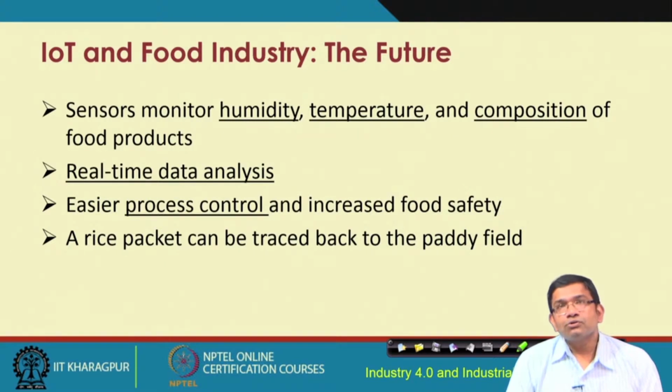So, you need easier process control, increased food safety, etcetera, and it is also very important to have adequate end-to-end traceability. I told you about the field to plate concept at the outset, and the corresponding supply chain. If you have this adequately implemented using suitable IoT solutions, it would be possible, for example, to trace a rice packet back to the paddy field. As you can understand, this is going to be very attractive if you can implement it properly.